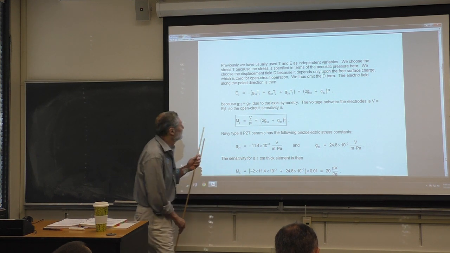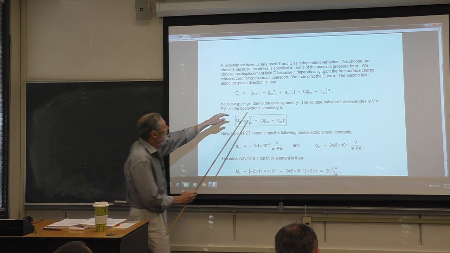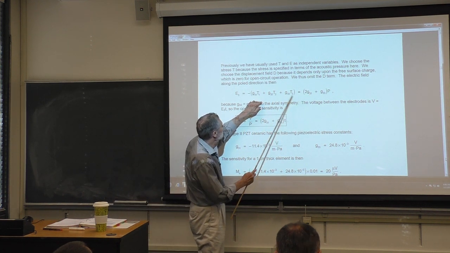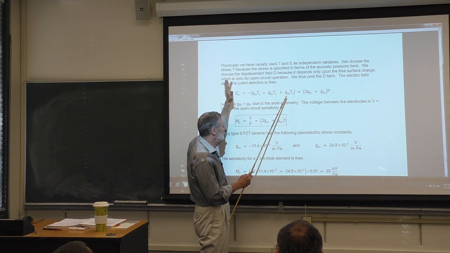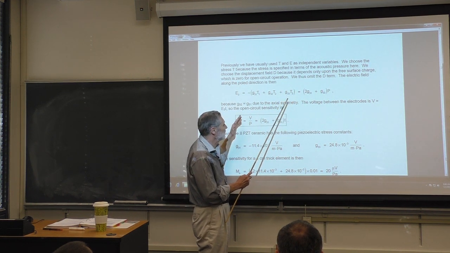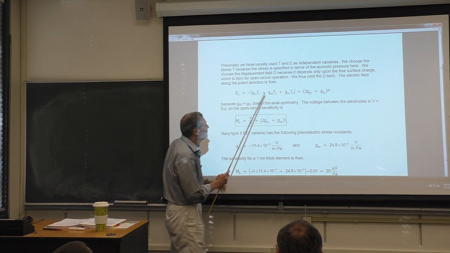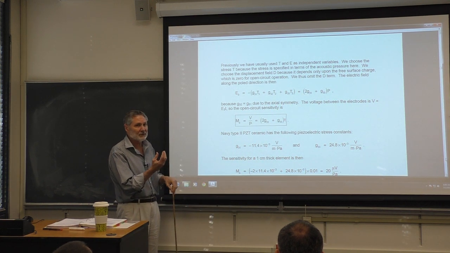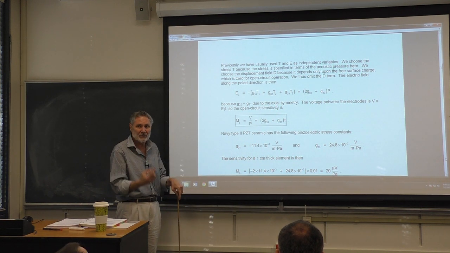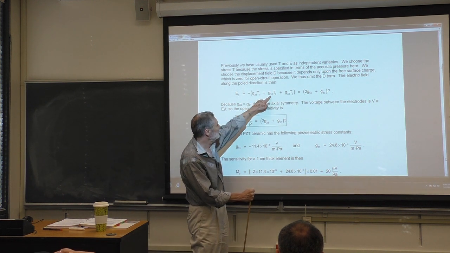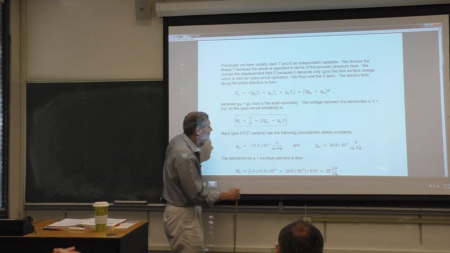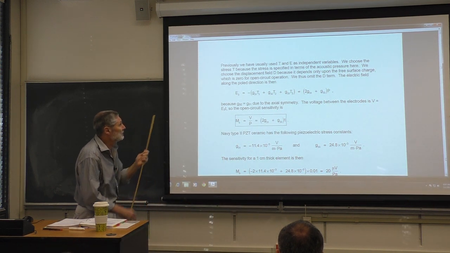So this is the electric field. Now, you'll see going from here to here, what's happened, I've substituted hydrostatic, same stress everywhere, minus P. And also, because we're dealing with a ceramic here, it's got axial symmetry around the polarized axis. So G31 has to be equal to G32. We'll just call it G31. So we just pick up a factor of 2 there.